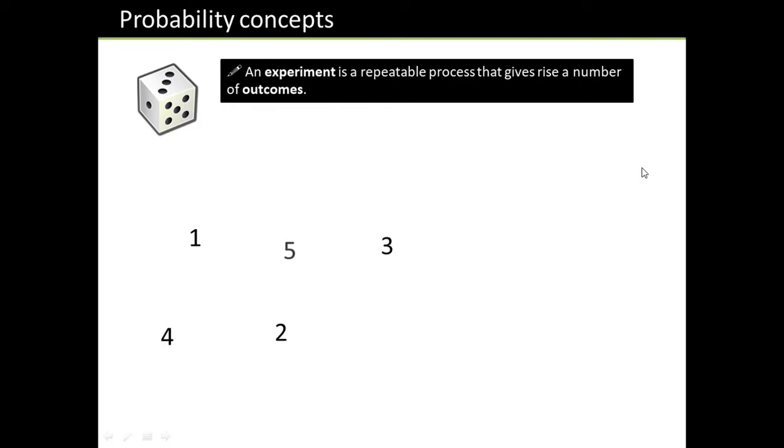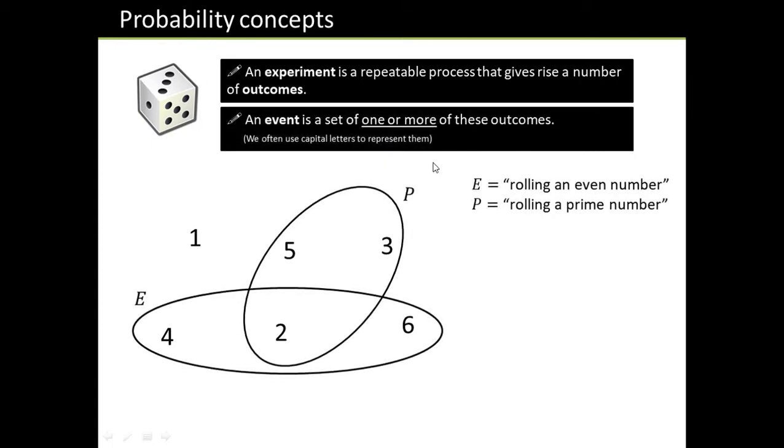An experiment is a repeatable process that gives rise to a number of outcomes. In this case, we're thinking about rolling a die. An event is a set of one or more outcomes. One of the events we could be focusing on is rolling an even number. Within this oval we've got all the outcomes that are even numbers, and the other oval contains all the prime numbers. So the event is rolling a prime number when you roll a dice. The only outcome that isn't part of either of those two events is the number 1, because that's not prime and it's not even.